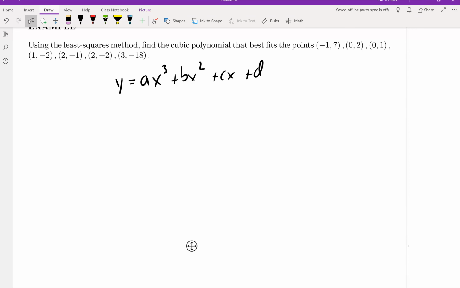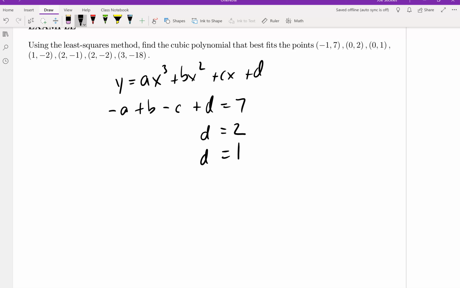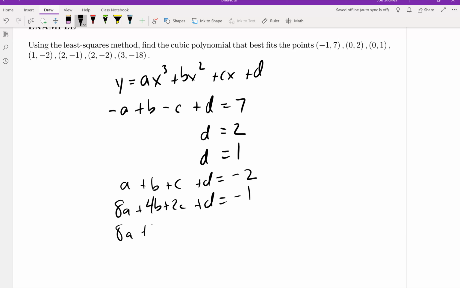So the system we get would look like what? -a plus b minus c plus d equals 7. That's what we would have if we plug in -1 for x. You would also get d equals 2 and d equals 1. That's when we plug in 0 for x, we get both of those outputs. When we put in 1, we would have a plus b plus c plus d equals -2. When we put in 2, we would have 8a plus 4b plus 2c plus d equals -1. Again, when we plug in 2, I get the same left-hand side, but we get -2 on the right-hand side. And then finally, the last one is what we get when we plug in 3 for x.